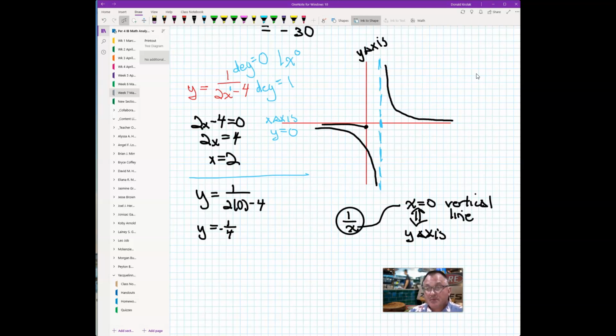I should have drawn it more like this, and then this guy would be, if they're just reflections of each other, this guy would be tighter too. But again, this is fine, this is good enough for a sketch. You would just say that this is 2, and then you'd label that point 0, negative 1/4.